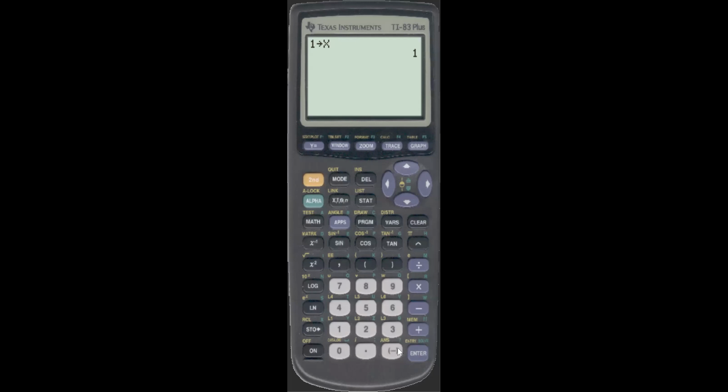So what does that do? It puts the value of 1 in for X. If you've done any programming, X is a variable, and it says always make X 1.